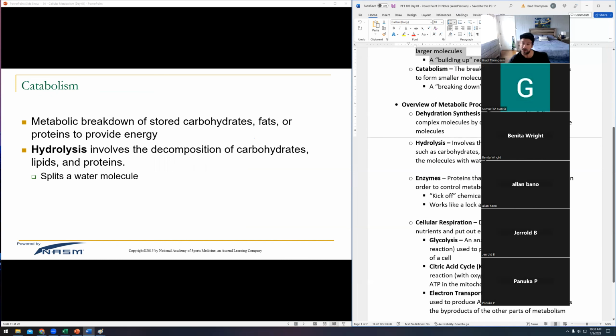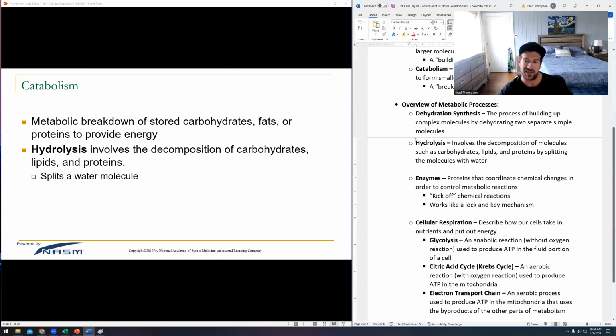Now, obviously, we need to be able to break stuff down as well. So what if we did that whole dehydration synthesis thing in reverse, right? What if I had a big complicated molecule, and instead of sucking the water out to link something else together, what if I shoved water in and used it to break up some molecules? That's what a catabolic reaction does. So that process is called hydrolysis.